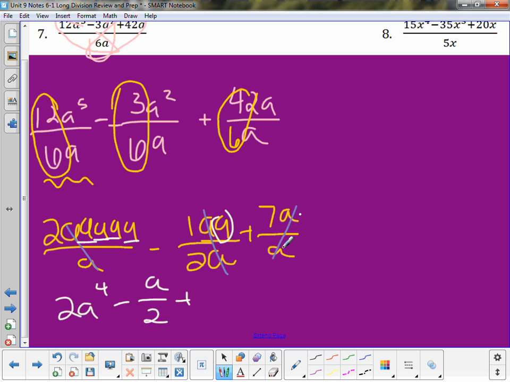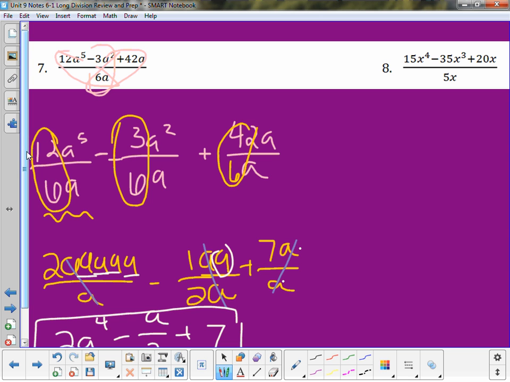These a's canceled out, so now I'm just left with 7. So that's your fully simplified form. So all I did was break it down one term at a time. And don't worry, because we're going to go through a lot more examples of this. So let's take a look at this next one.